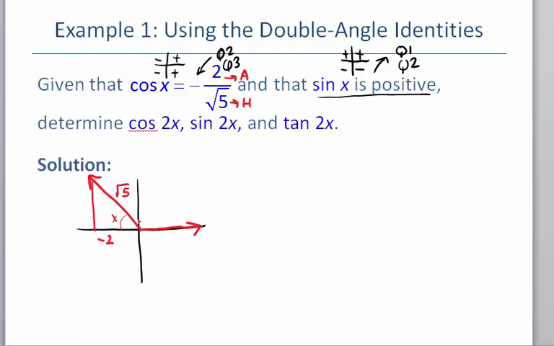Then we can use the Pythagorean theorem to find the missing side. So let's call this missing side B, and let's figure out what it is. I'm going to say negative 2 squared plus B squared is equal to the square root of 5 squared. So negative 2 times negative 2 is 4. And the square root of 5 squared is just going to be 5. We'll subtract 4 from both sides, getting B squared is equal to 1, which implies, by taking the square root of both sides, that B is equal to 1.